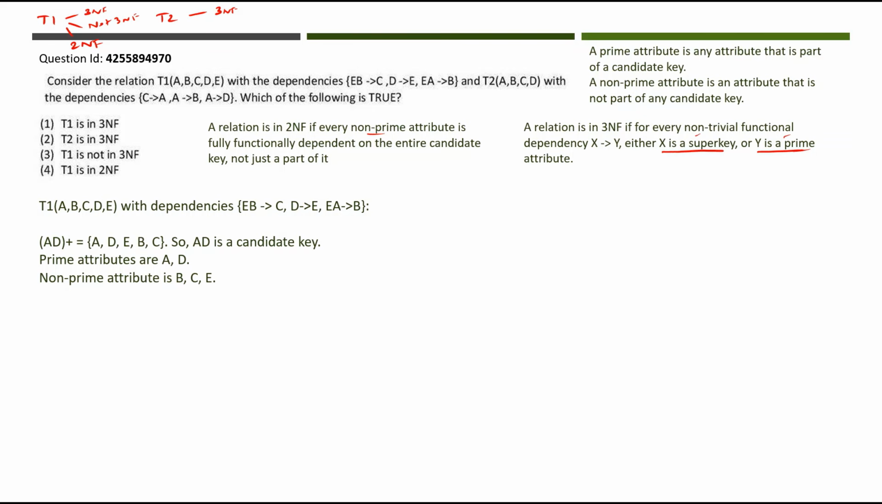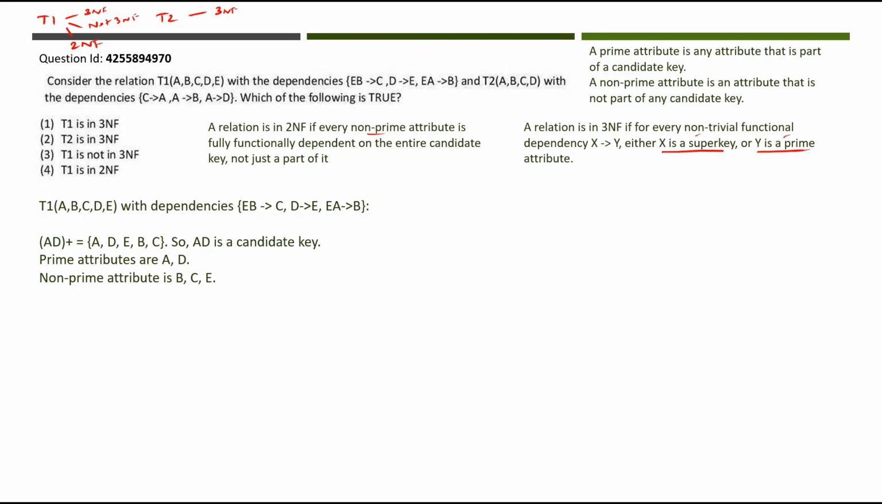Then we will take combo of two attributes. So in that AB together will not give you. Then BC together will not give you. EC together will not give you. BE together will not give you all set of attributes. Then what about AD? Just take AD closure.